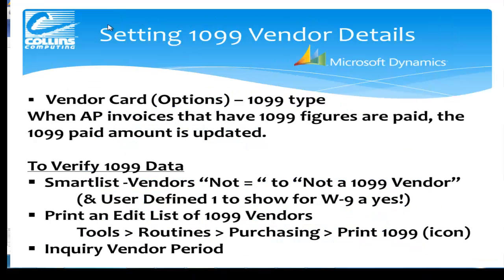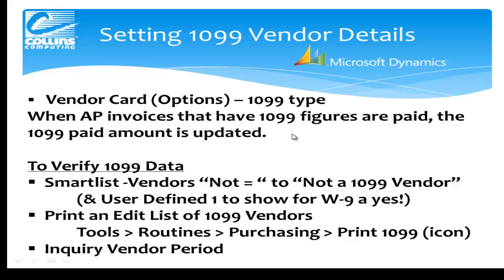When you're getting ready to process your 1099s in the system, there are a couple items that we suggest. The first is that you go ahead and look at your vendor cards. You should see that under your vendor card, under options, there's a 1099 type, and that's where I selected the miscellaneous vendor type, or I can select interest or dividend. And then I also selected where it was going to print the dollar figures.